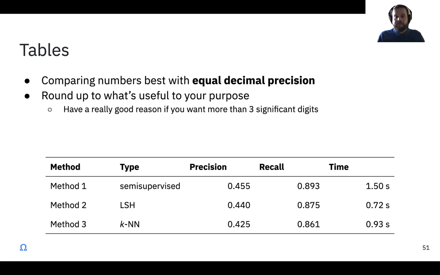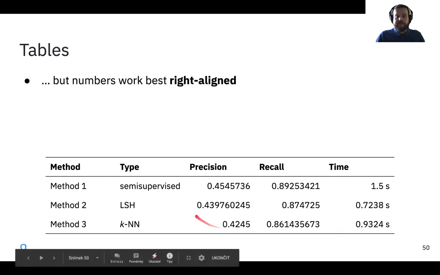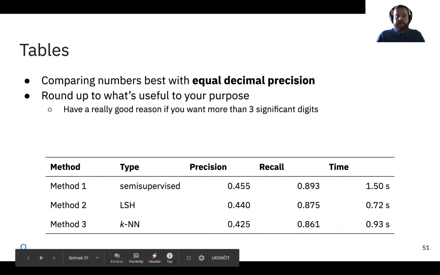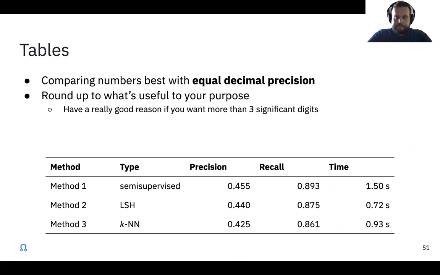So this is hard to compare because it's kind of jumping. If you round up, then you can compare the values super easily.